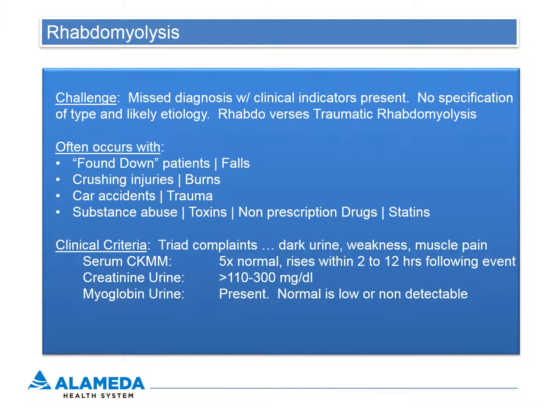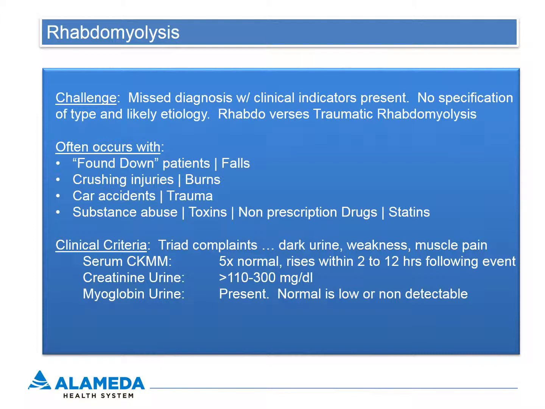Most often we see rhabdo occur when a patient is, quote, found down and they've been down for an unspecified period of time. You see it in falls, also in crushing injuries, which you're all familiar with, and or burns, car accidents and trauma. And you also can find rhabdo in patients with substance abuse, lots of toxins. It can occur with taking some non-prescription drugs, and also statins can cause rhabdo.